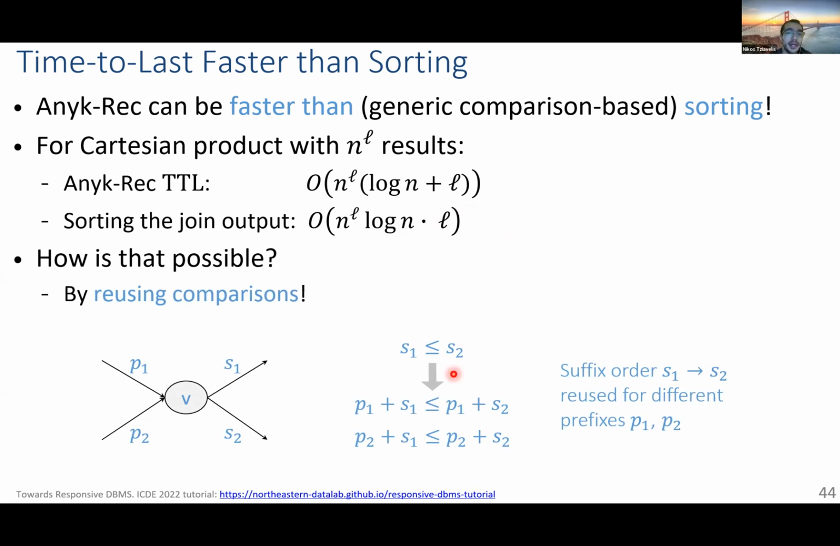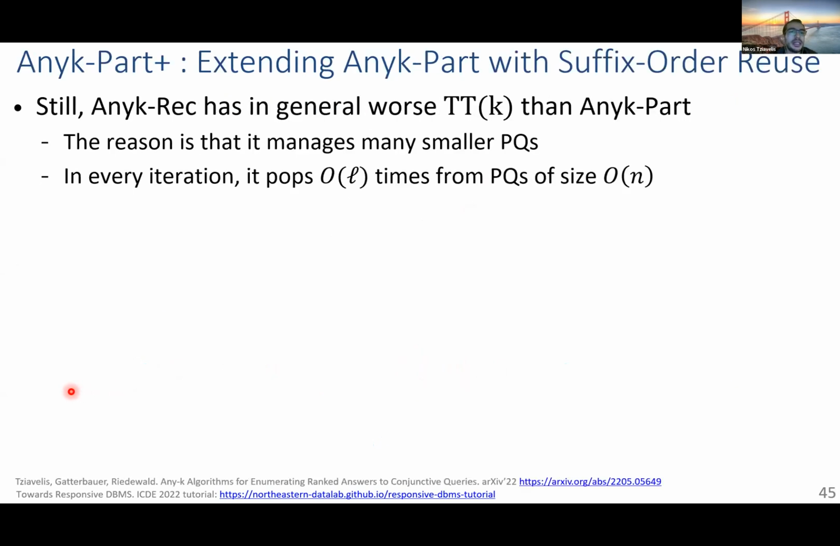The fact that we compare here two suffixes S1 and S2 and reuse this comparison for different prefixes P1 and P2. But the recursive algorithm is not the best because in general it has a worse time to k than the partitioning one. The reason is that the way it operates is very expensive. It manages many small priority queues, and in every iteration it has to pop many times from these order n priority queues, and that's why it's slower in general.